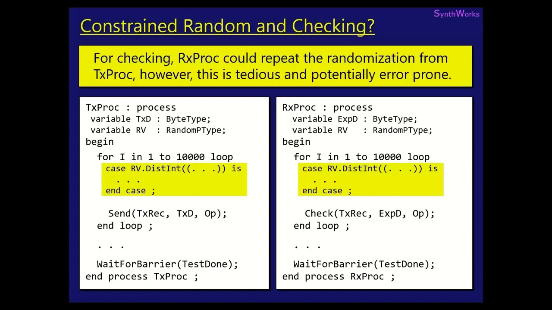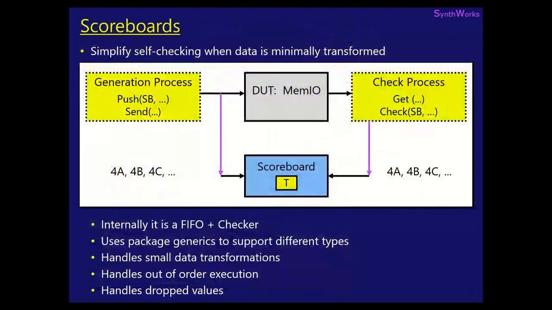All right, what about self-checking? So far, what we've been doing for self-checking is mirroring. And we don't want to do mirroring here because that's tedious and potentially very error-prone. But instead, what we can use here is what's called a scoreboard. A scoreboard is all about minimizing the effort of self-checking when the data is minimally transformed. Internally, we have a software FIFO and a checker, just like the affirmative we had a minute ago. It uses package generics, so we can specify different types. And it uses subprogram generics, so you can tell it how to match things and all that kind of stuff. Through those subprogram generics, we can handle small data transformations, small differences between the input and output data.